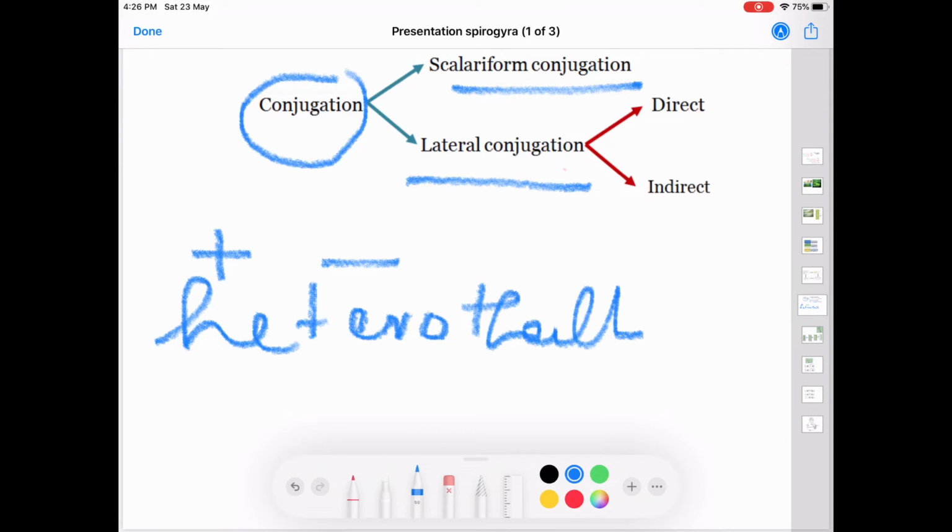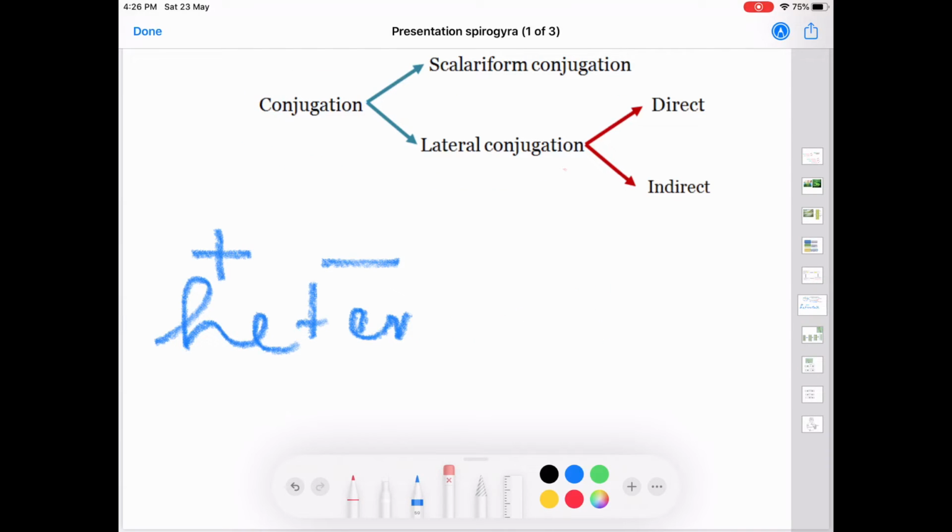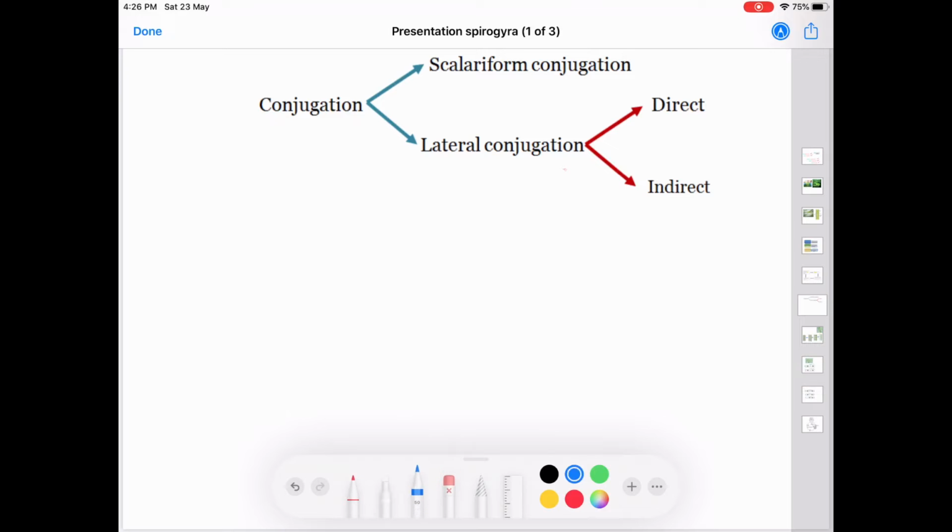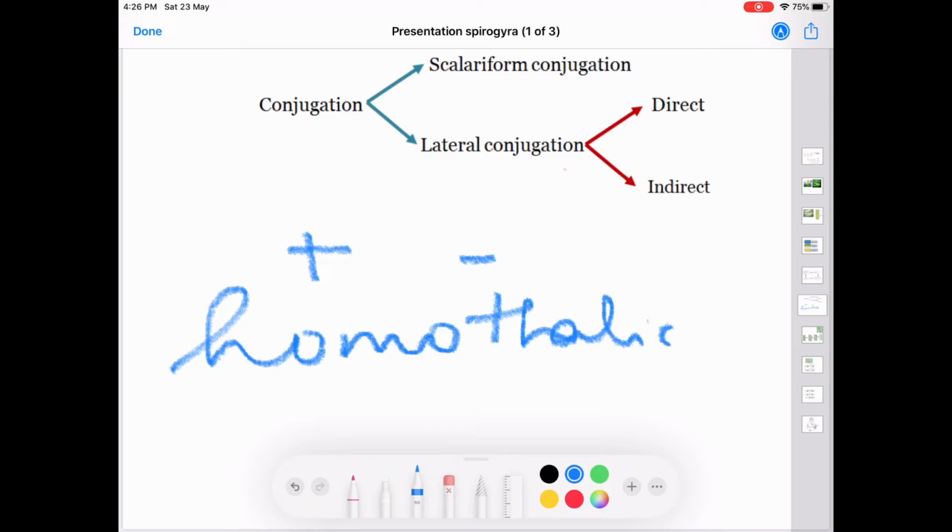Heterothalic type. In the case of lateral conjugation, it is taking place in the same filament itself. That is, the different cells of the same filament are acting as plus and minus. So, it is a monoecious type of reproduction. This is known as homothalic. That is, the lateral conjugation will always be homothalic, but the scalariform conjugation will always be heterothalic.